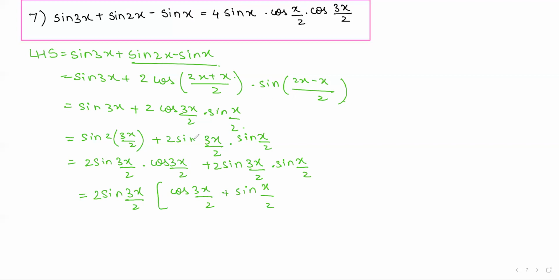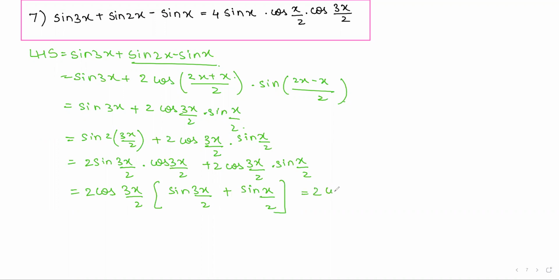Just hold on. I think I made a mistake. Right. So take cos common. 2 times cos 3x by 2, and in the bracket you have sine 3x by 2 plus sine x by 2.